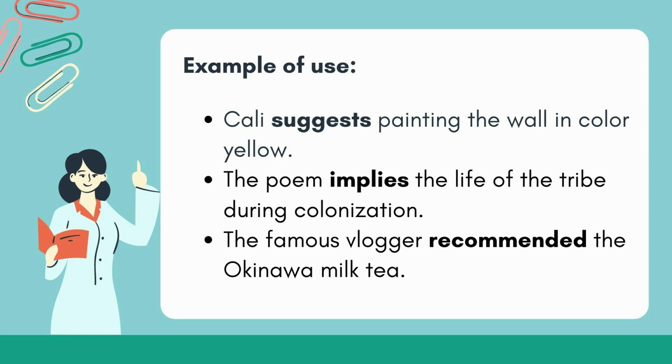Here are some sentence examples. Kali suggests painting the wall in color yellow. The poem implies the life of the tribe during colonization. The famous vlogger recommended the Okinawa milk tea.